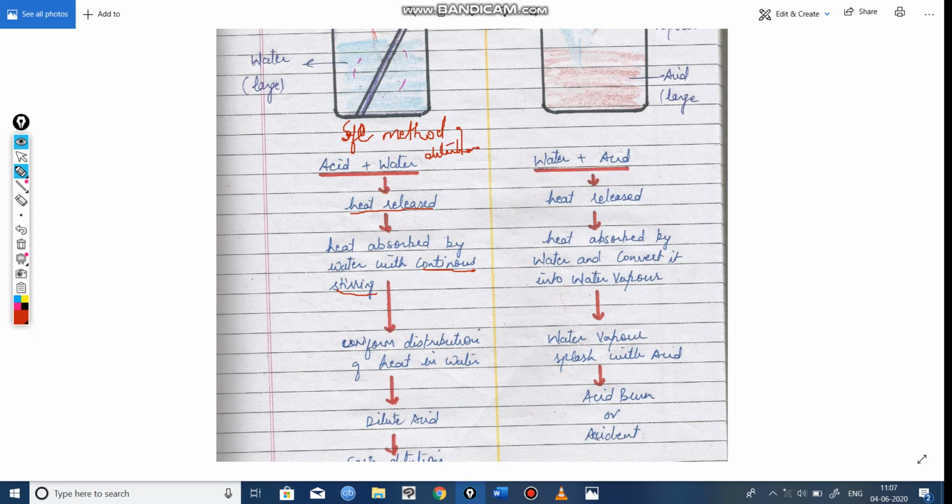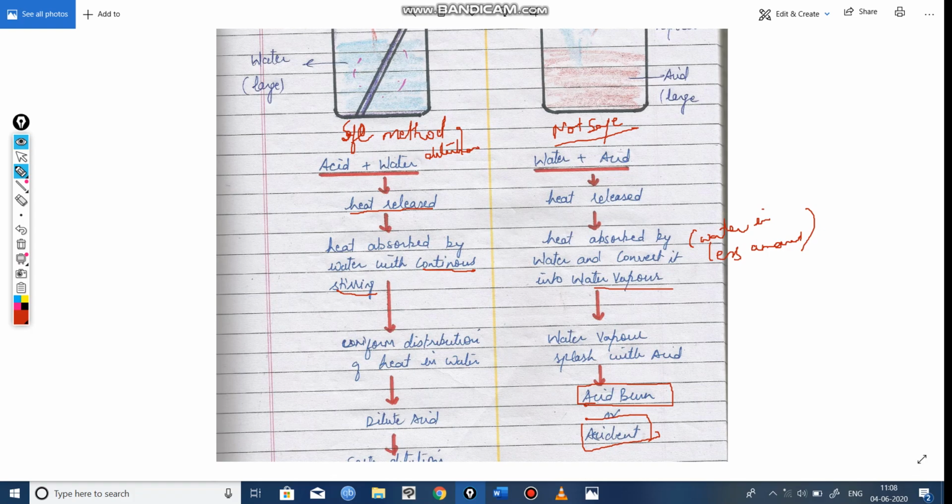Next, what happens when water is added to acid? When water is added to acid, a high amount of heat is released. Heat is absorbed by water and converted into water vapor because water is in a small amount. Hence, water is converted into water vapors. Then when these vapors come out with acid, they splash with acid and cause acid burn or other accidents. It is not safe.